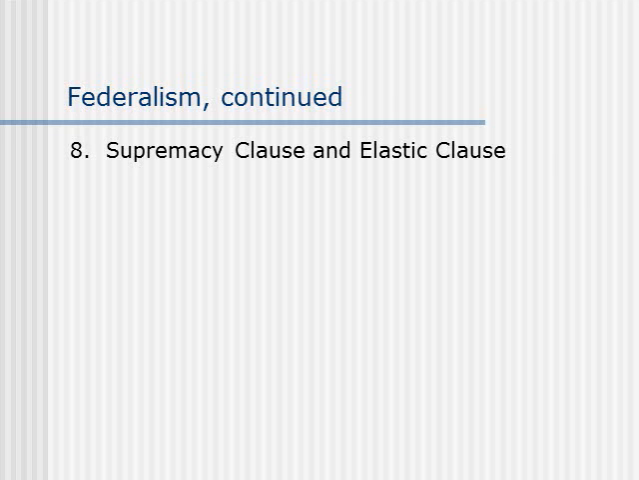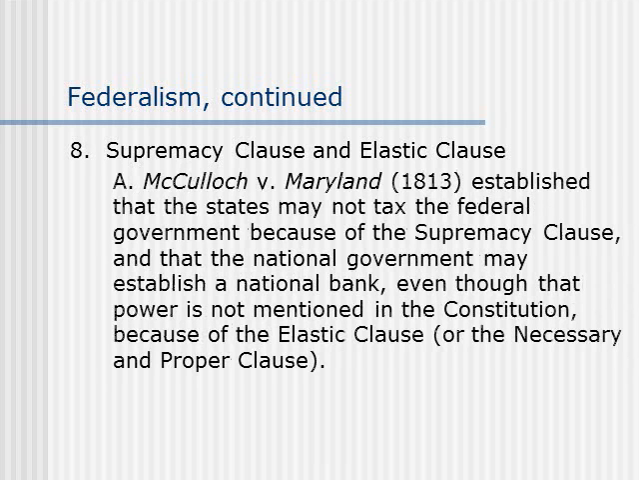The Supremacy Clause and the Elastic Clause. How does this work? McCulloch versus Maryland established that the states may not tax the federal government because of the Supremacy Clause, and that the national government may establish a national bank, even though that power is not mentioned in the Constitution, because of the Elastic Clause, the Necessary and Proper Clause.